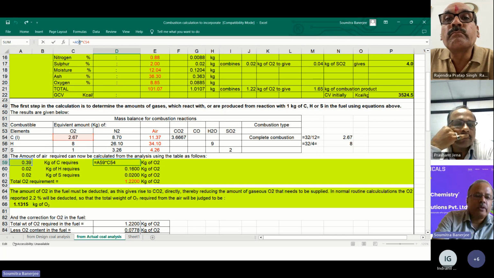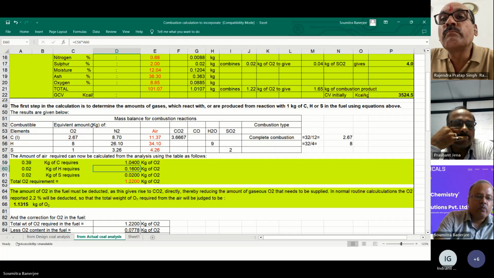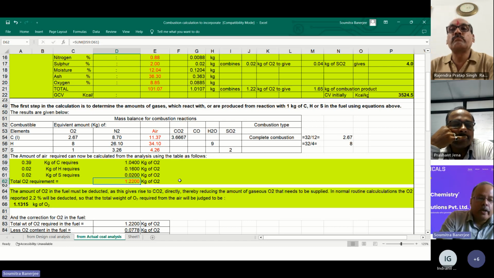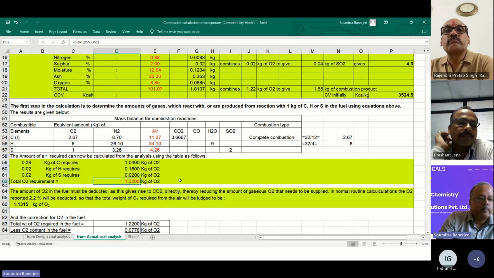1.047. So 2.67 into 0.39 kg of carbon will require 1.040. So theoretically, if you try to do a combustion of these three, carbon, hydrogen, sulfur, theoretically you would require 1.22 kg of oxygen.